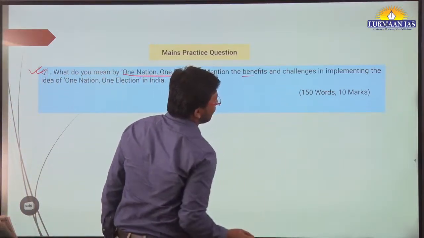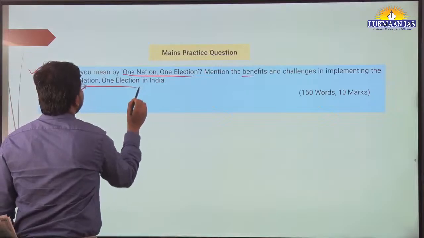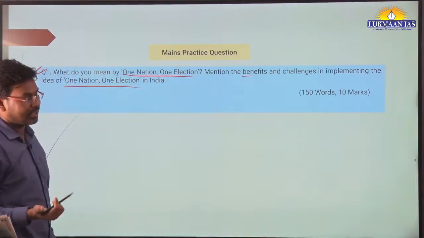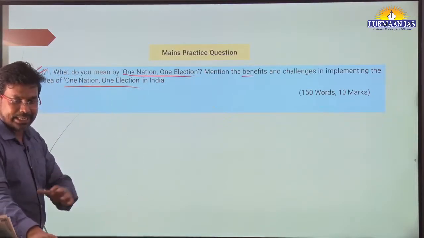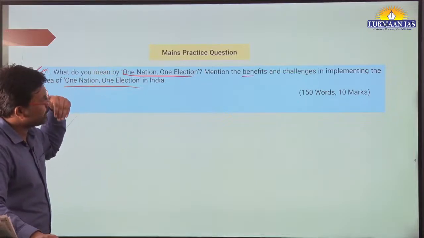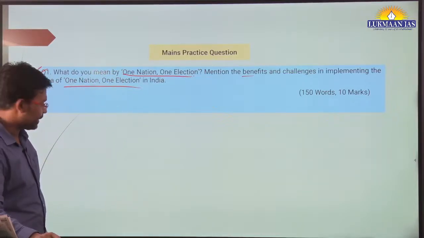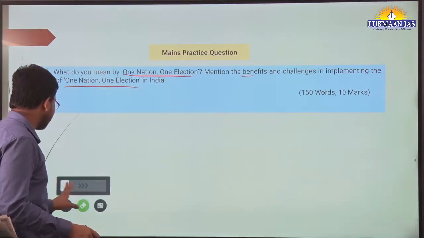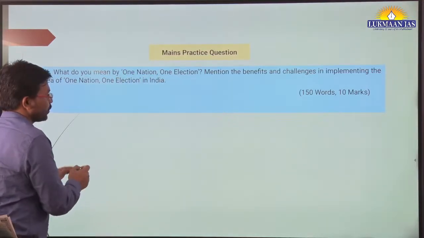Mention the benefits and challenges in implementing the idea of One Nation, One Election in India. This article is very helpful for you to mention the challenges that are there in implementing this. After reading this article, you can write an answer to this question.